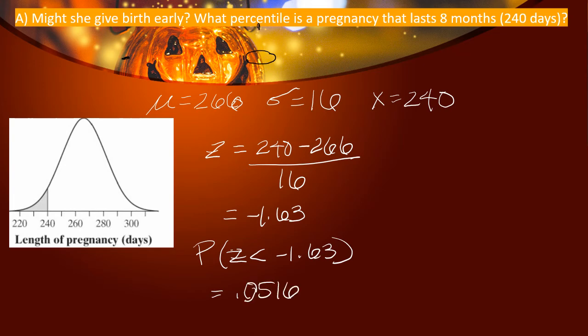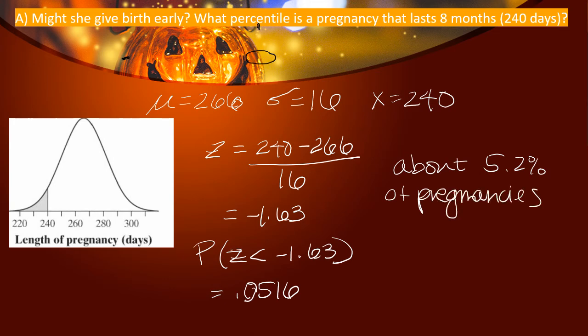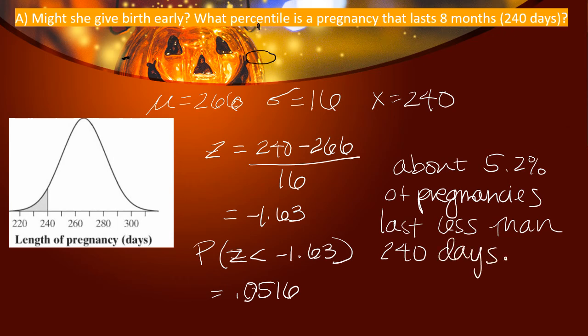If I were to answer this in context, I would say about 5.2% of pregnancies last less than 240 days, which to me meant, dang, I am probably not going to be early.